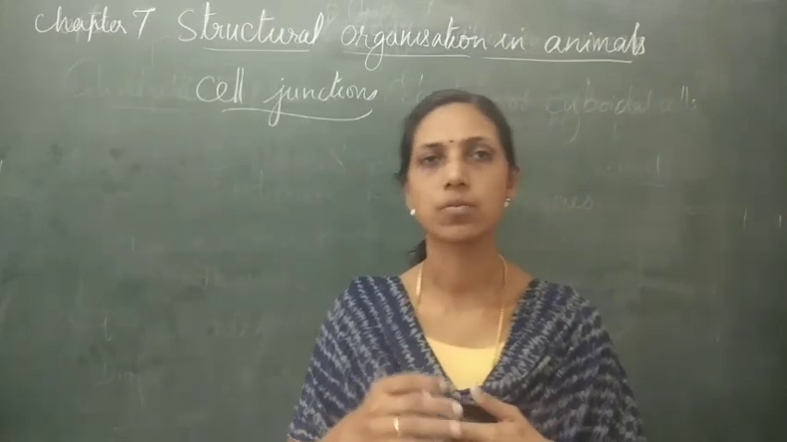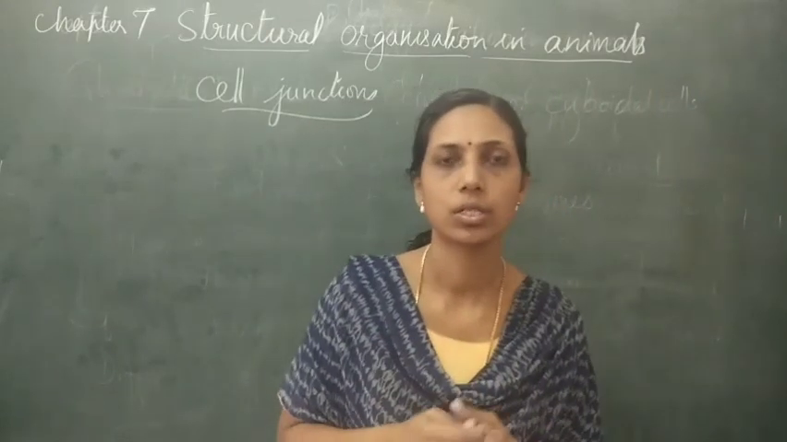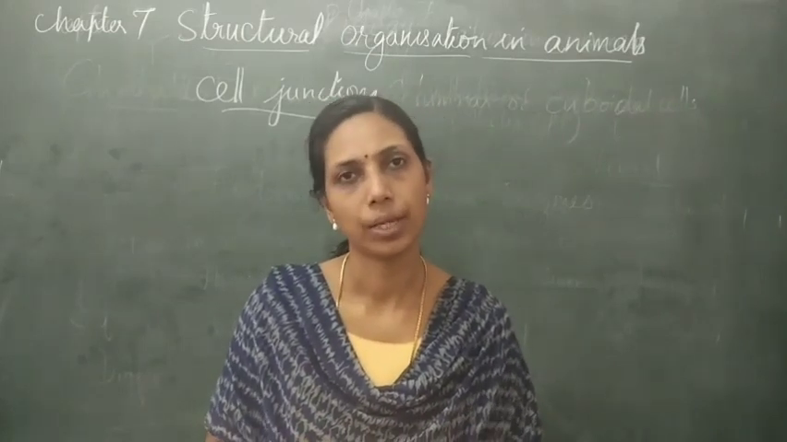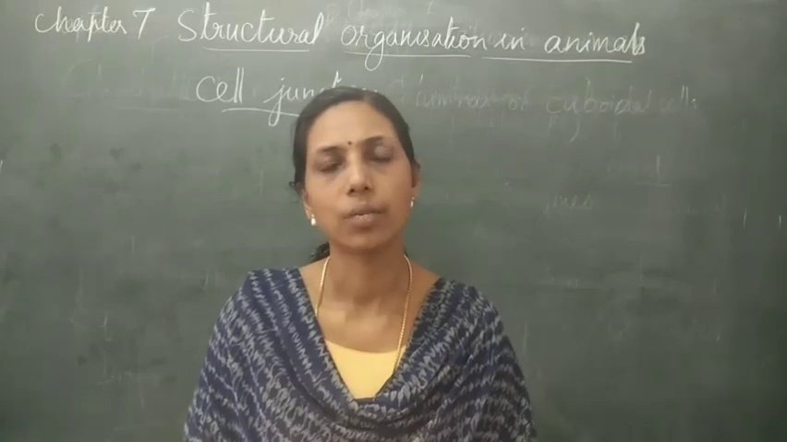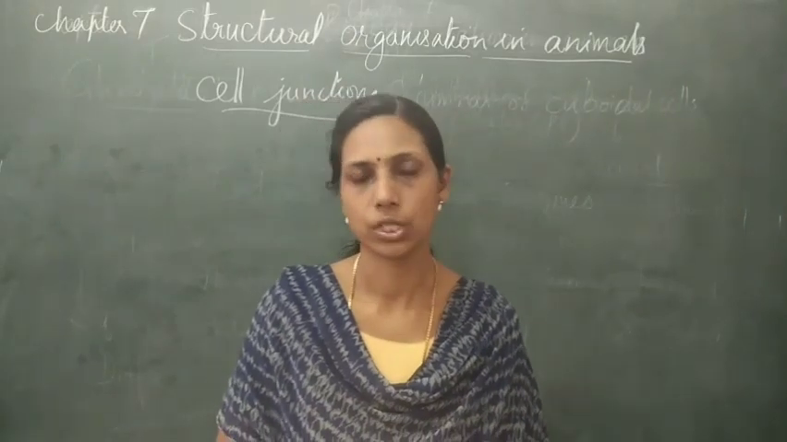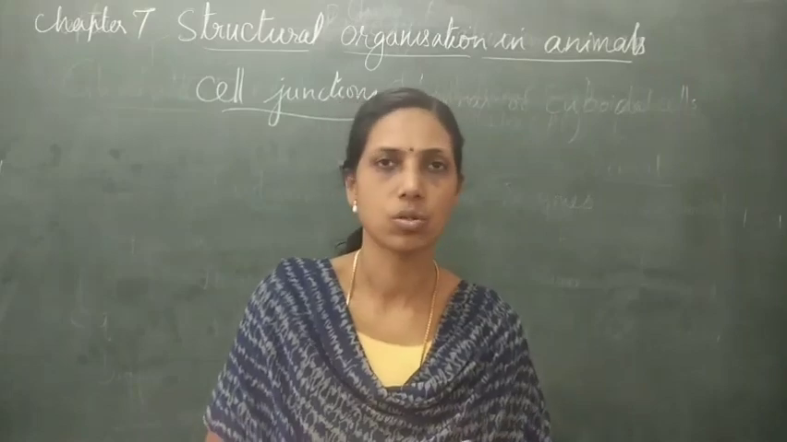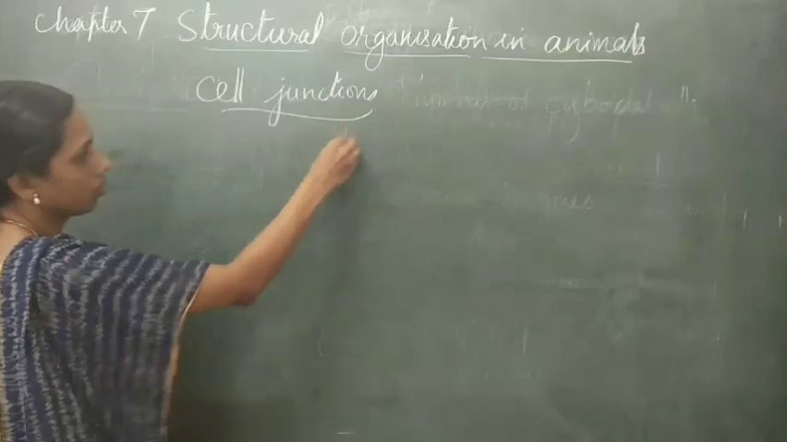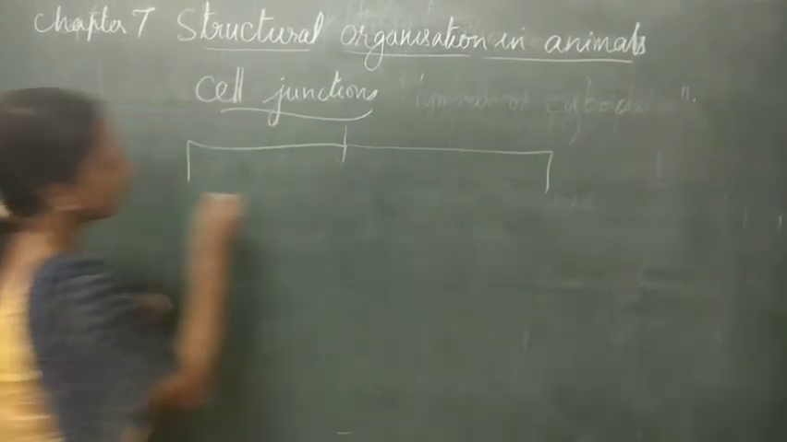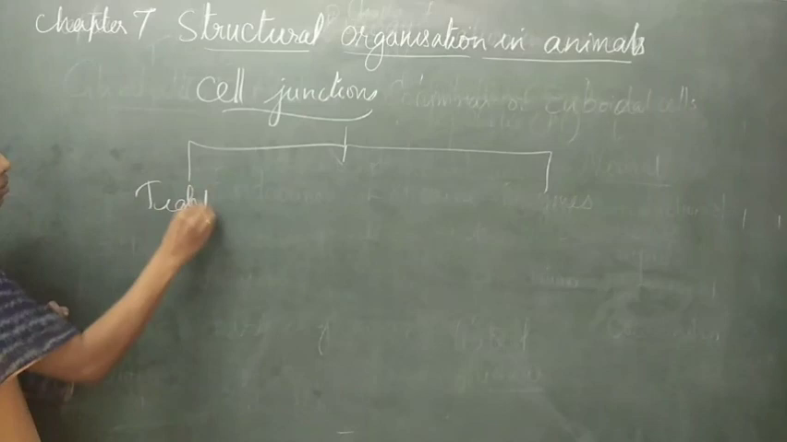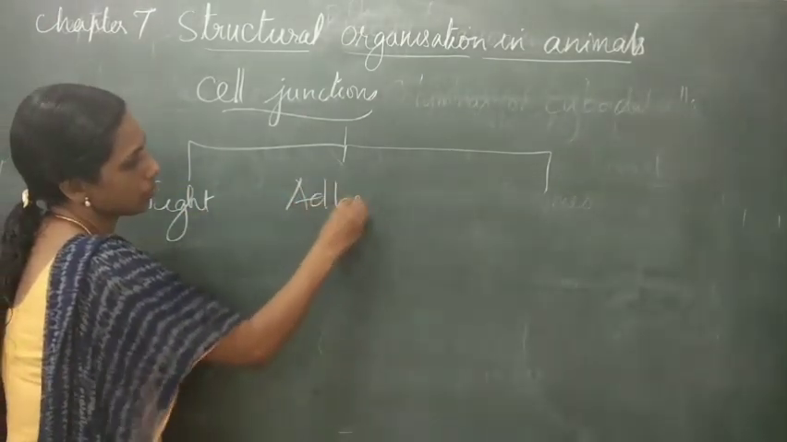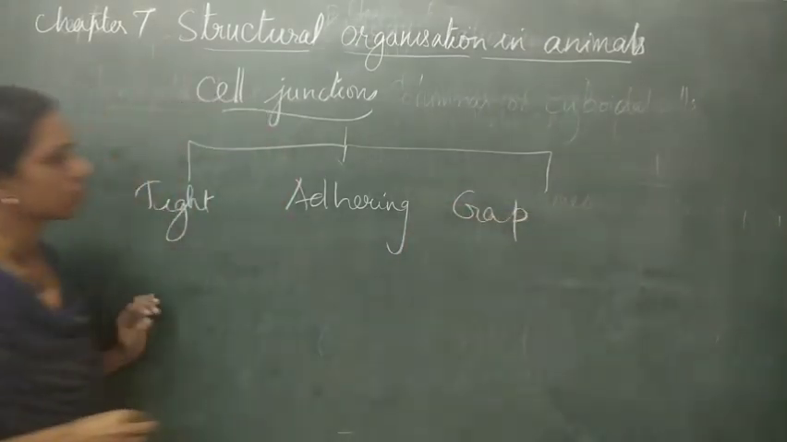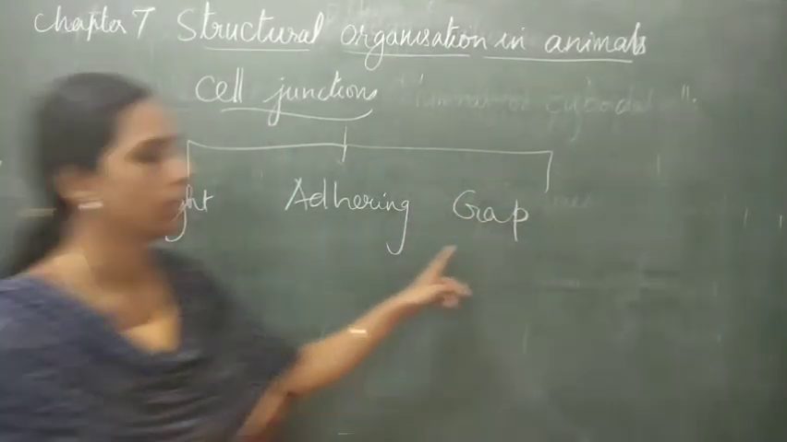So there are different types of cell junctions which will ensure the structural and functional link between these cells in the epithelium. There are mainly three types of cell junctions, and these are found in other tissues also, but mainly in the epithelial tissue. They are called the tight junctions, adhering junctions, and the gap junctions.